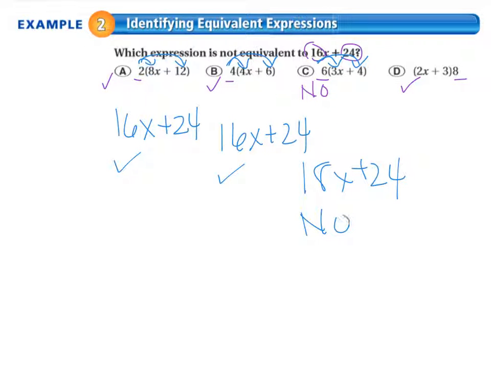That does not match. Here, I'm going to distribute the other way. It still works. 8 times 2x, 16x, 8 times 3, 24. That matches.